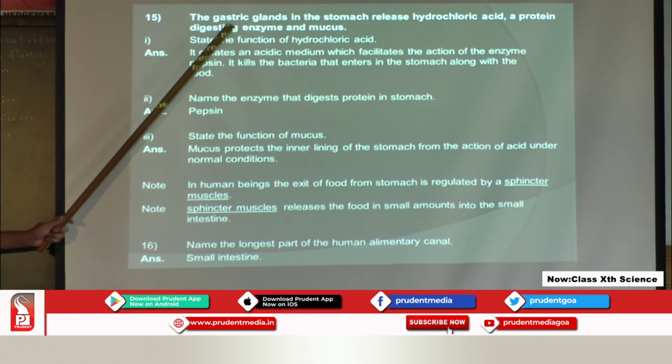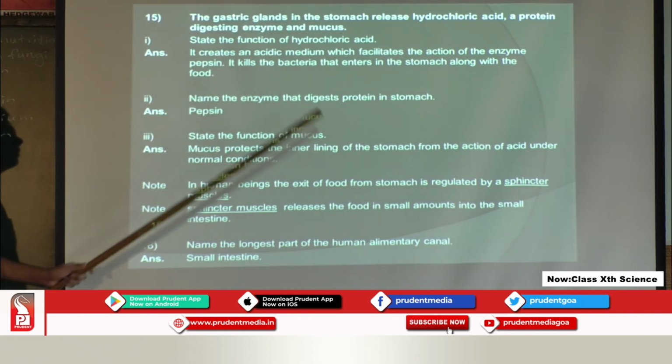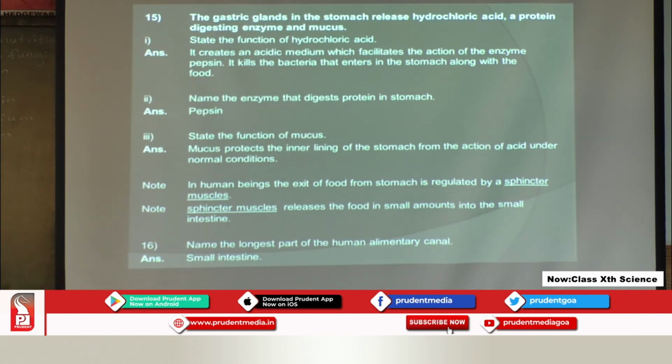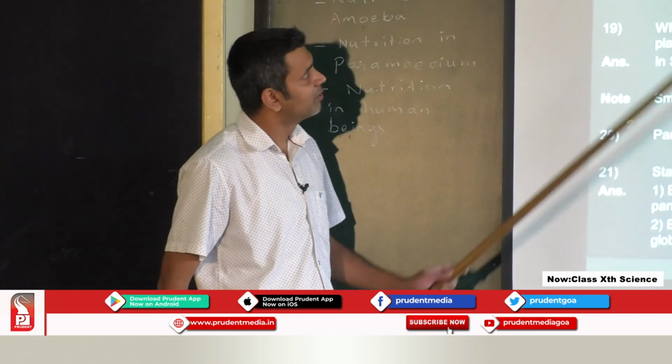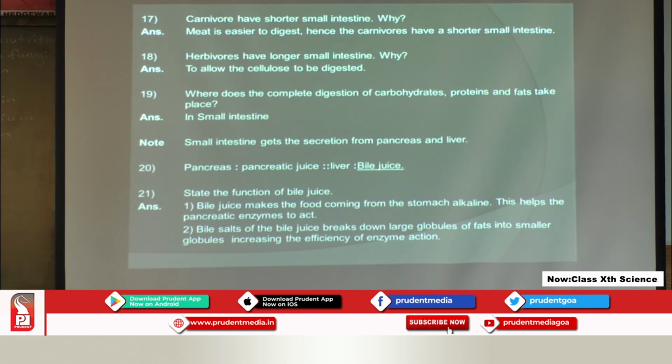Yes, about gastric glands. So these are the things that we have covered in this session. Carnivores have a shorter small intestine, herbivores have a longer small intestine. So these are the things that we have covered.